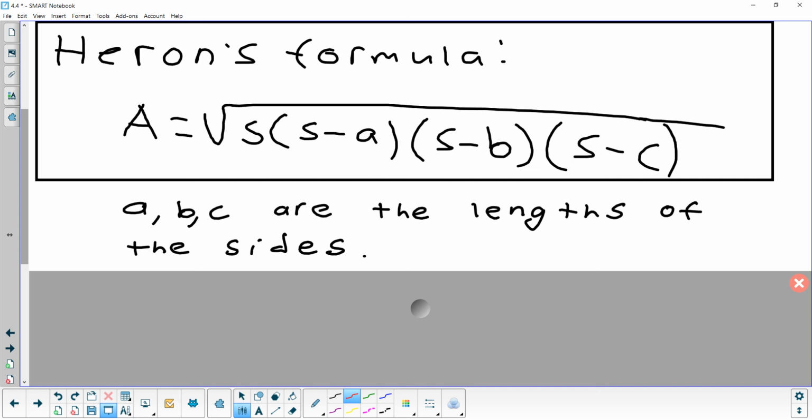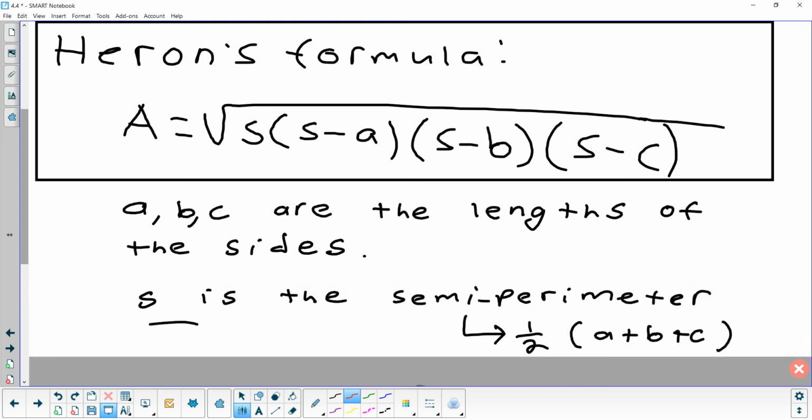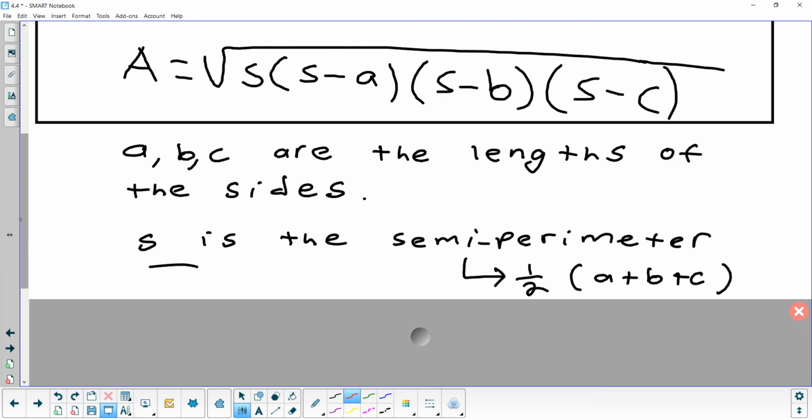And what would you call it if you added A, B, and C up? What would that give you about the triangle? Yep, it'd give you the perimeter. Well, S is what we call the semi-perimeter. What does that mean? It's half the perimeter. So S is when you add up A, B, and C, and then take half of it. So there are 4 things you need to know to use this formula: S, A, B, and C.